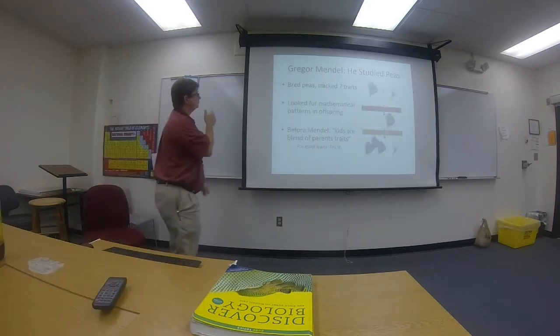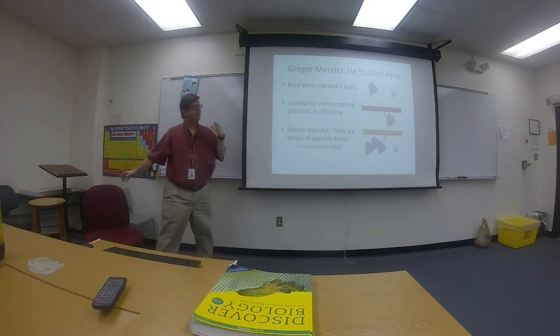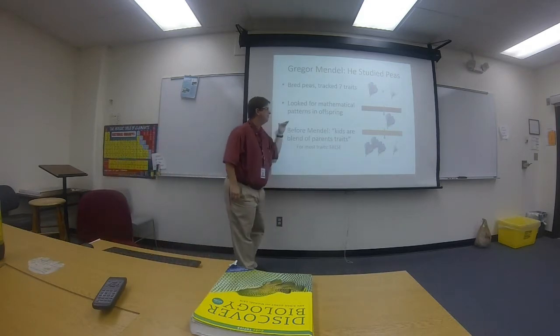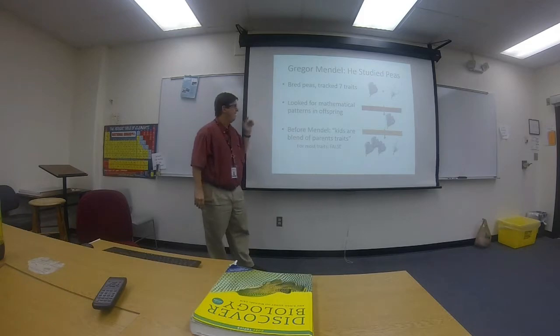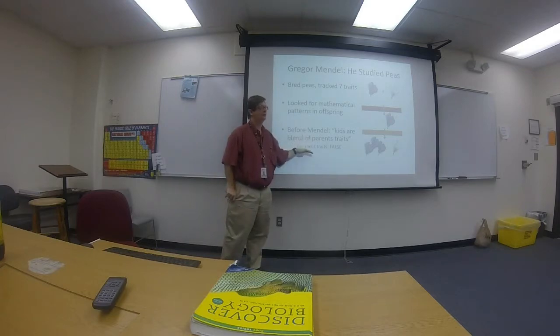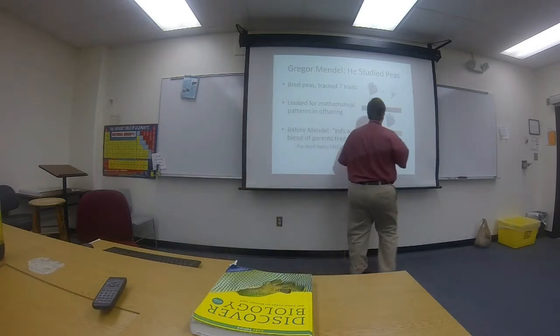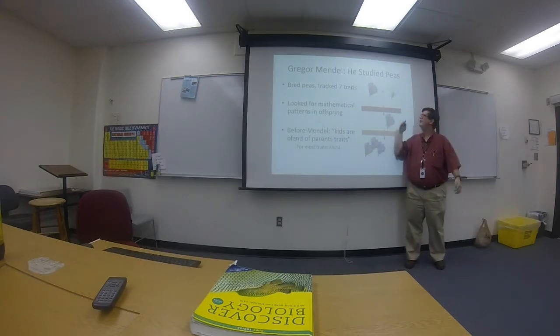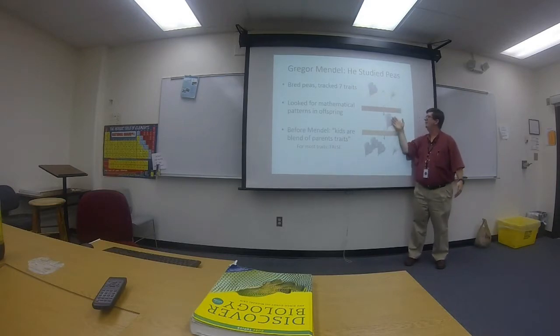Mendel studied peas. He looked at 7 different traits in peas. He looked at mathematical patterns. Before Mendel, everybody said, oh, kids are a blend of their parents' traits. For most traits, that's not true. For most traits, you have one that is dominant. For many, many traits, you have a dominant and you have a recessive. And if both parents give their genes, the baby has both genes.